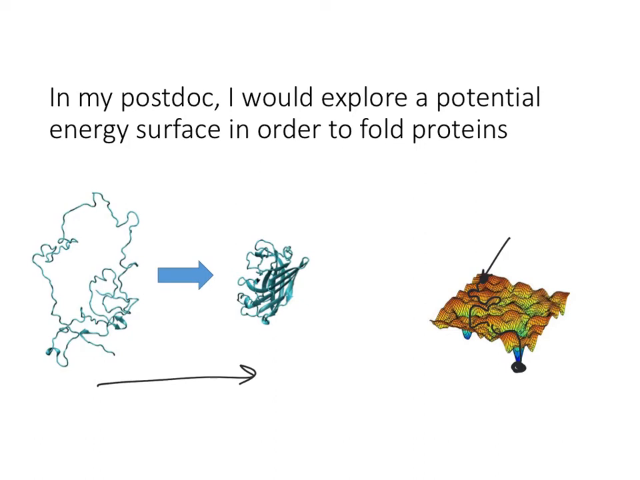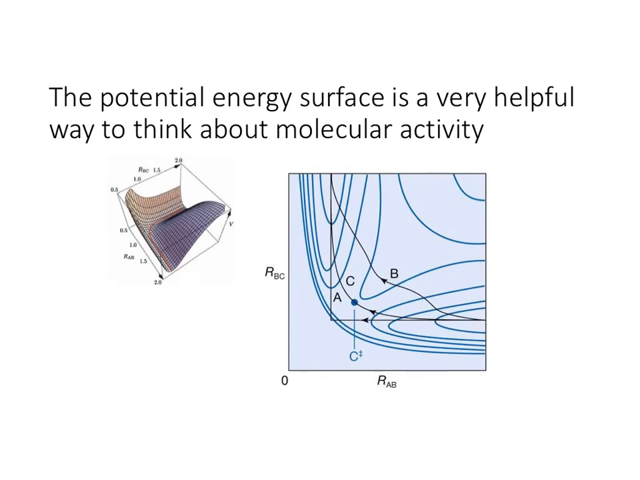Given the primary amino acid sequence of a protein, can its final fold be predicted? One of the most useful ways of understanding this problem is through potential energy landscapes. Here is an example given by the book where a potential energy landscape can help us understand a chemical reaction that is occurring.